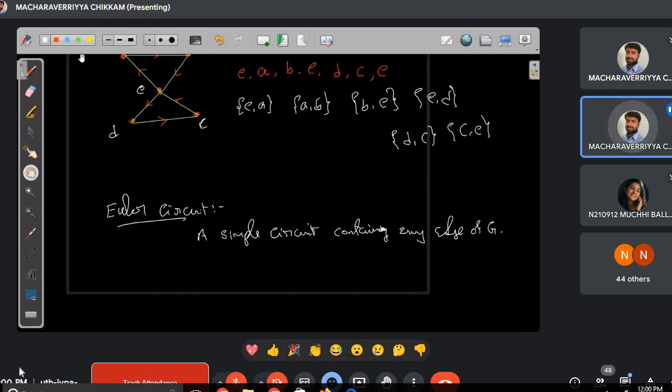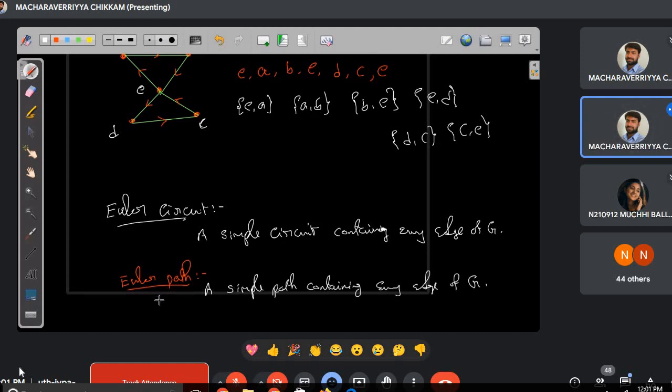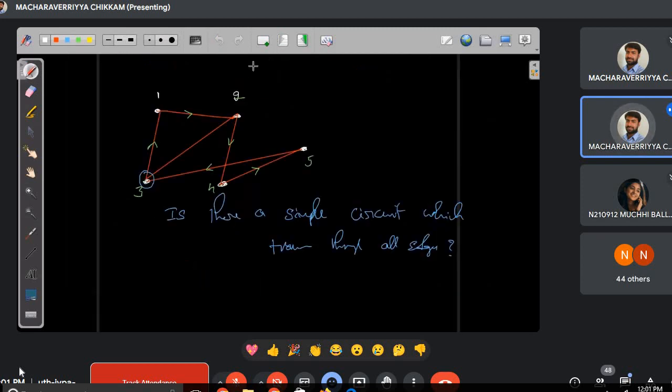And similarly we have the Euler path. What is an Euler path? That is a simple path containing every edge of G. That's it. So the definition is a simple path. You can look at some graphs which may have a simple path but not a simple circuit. I hope you can look at this example. Do we have a simple path here for this one?